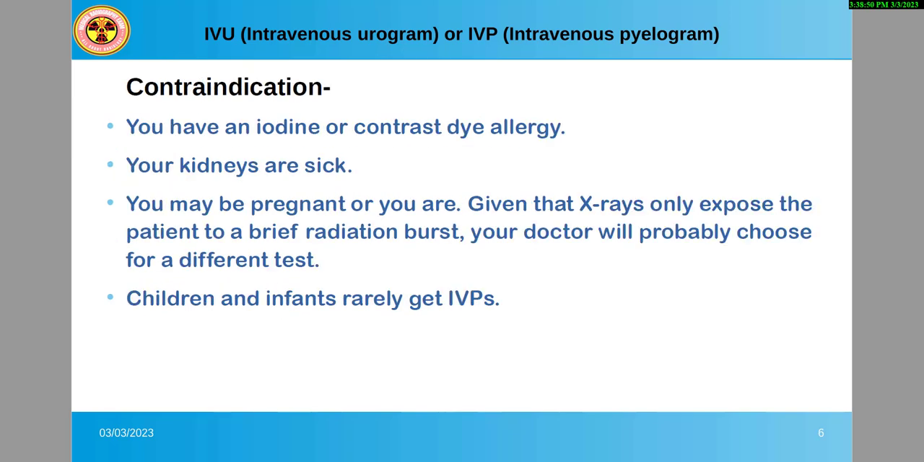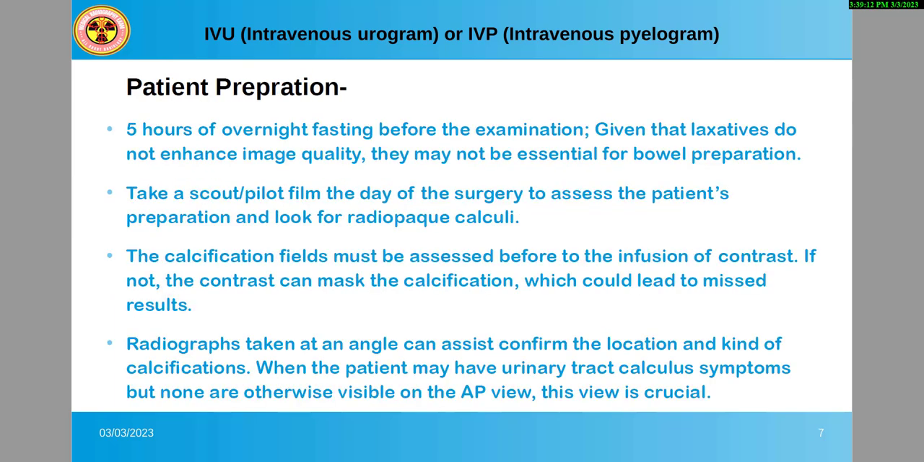Contraindication. You have an iodine or contrast dye allergy. Your kidneys are sick. You may be pregnant. Given that X-rays expose the patient to a brief radiation burst, your doctor will probably choose a different test. Children and infants rarely get IVPs.